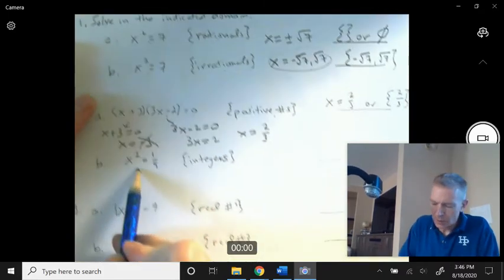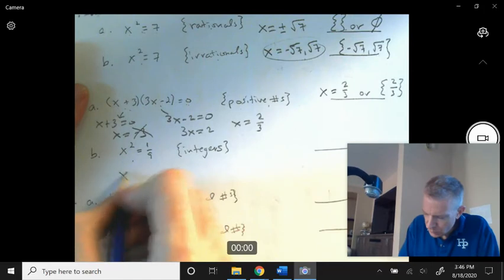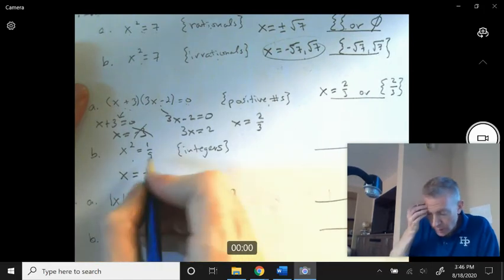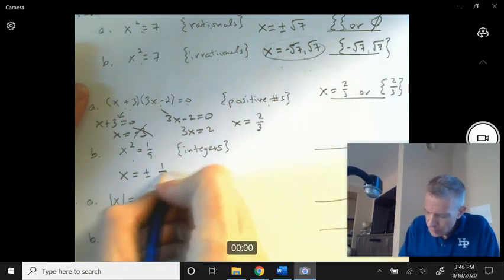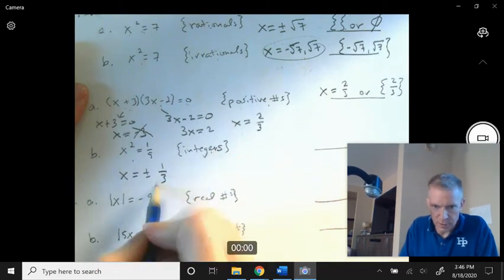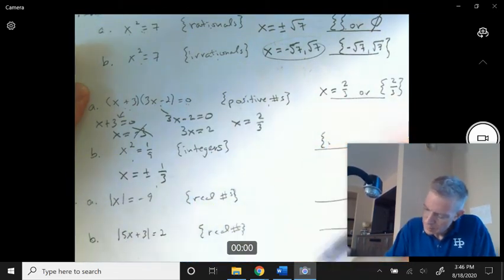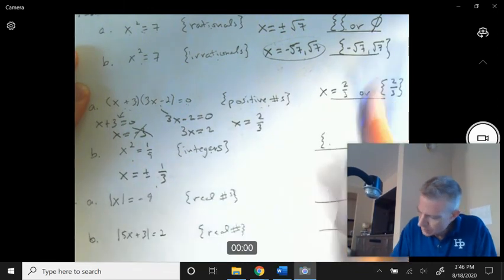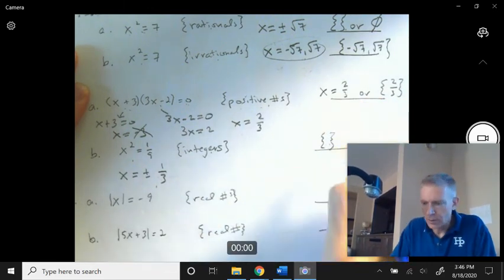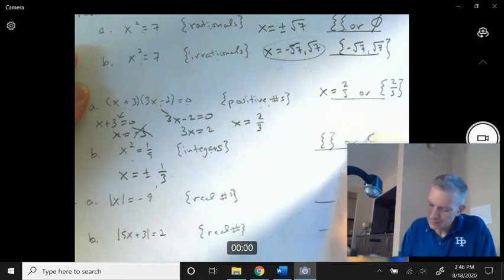Next one, x squared equals 1/9. So x equals plus or minus the square root of 1/9, which is 1/3. Well, neither of those are integers. So we're going to have empty set again. Empty set. Or you could write empty set.